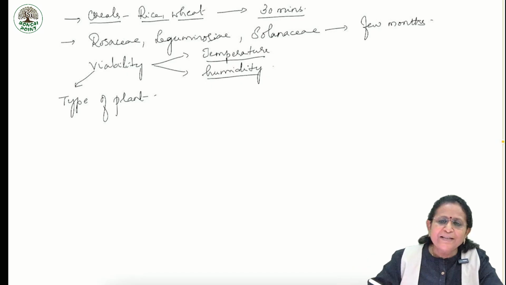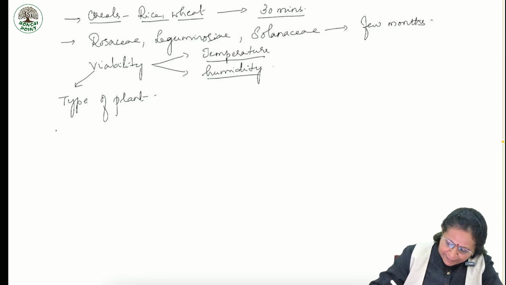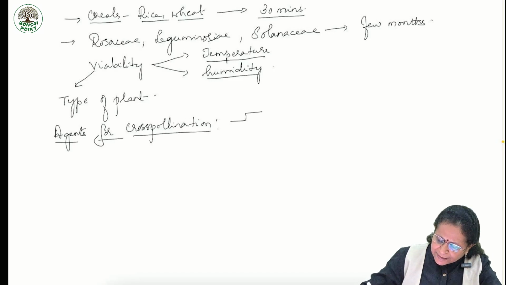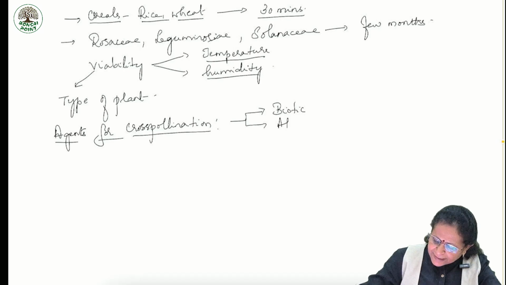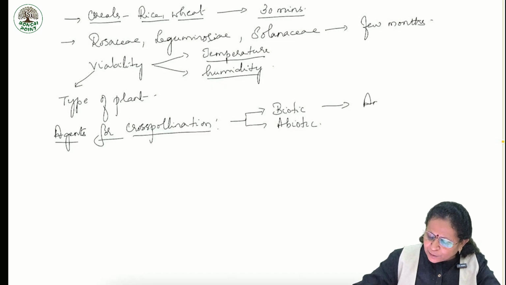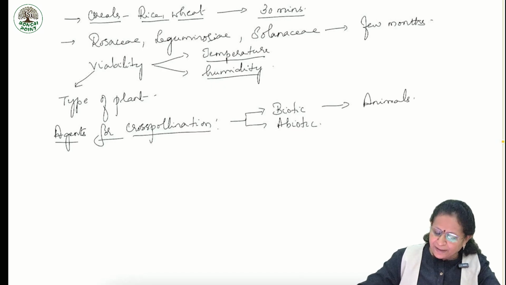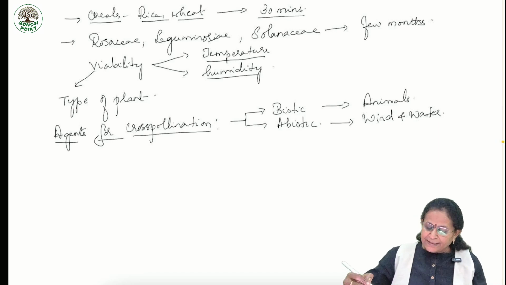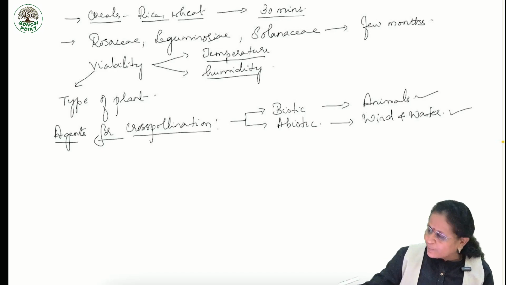Yes, students, let us pass on to an interesting topic, that is agents for cross-pollination. What are the agents for cross-pollination? These are categorized into two. Number one is biotic agents and the second is abiotic agents. Biotic agents include animals, that is living. Abiotic includes wind and water. Cross-pollination takes place by animals in one case, and by wind and water in the other.